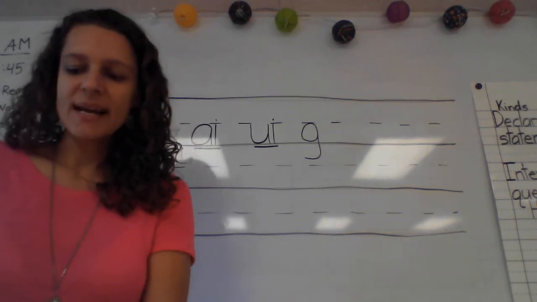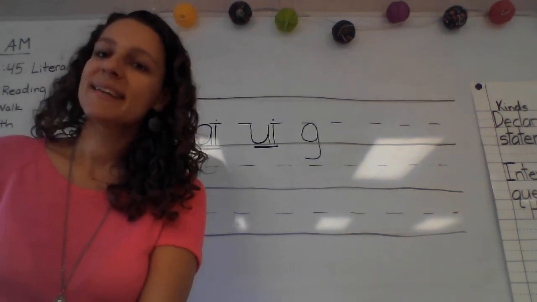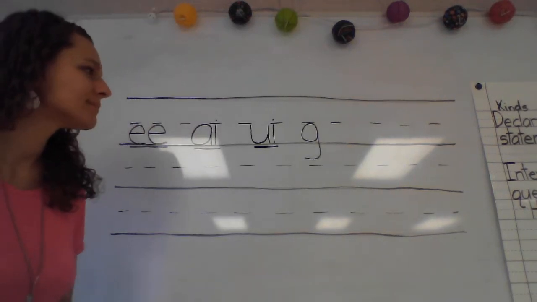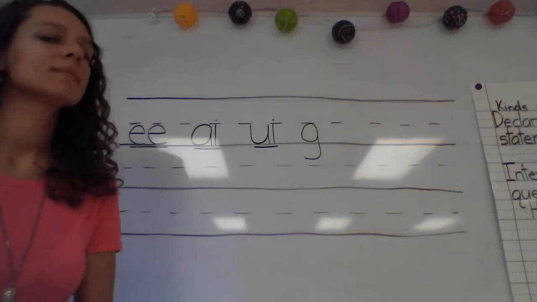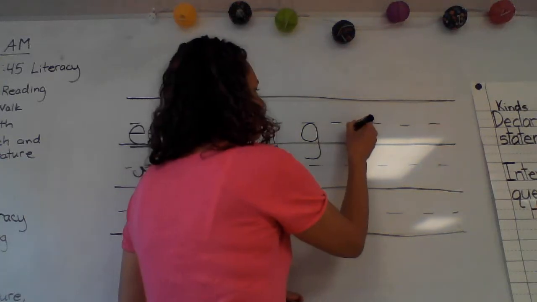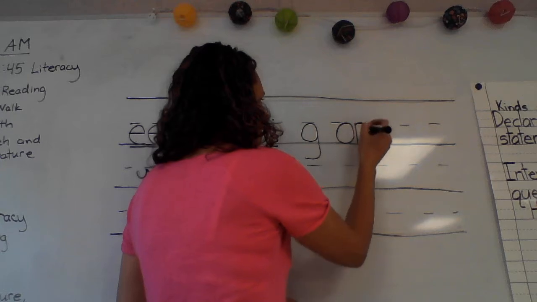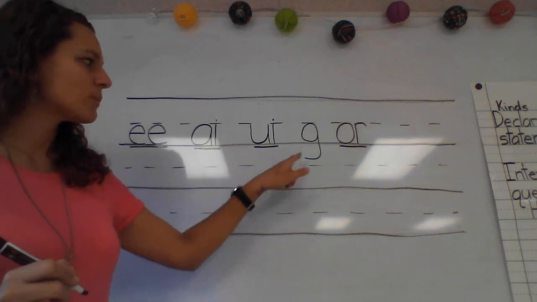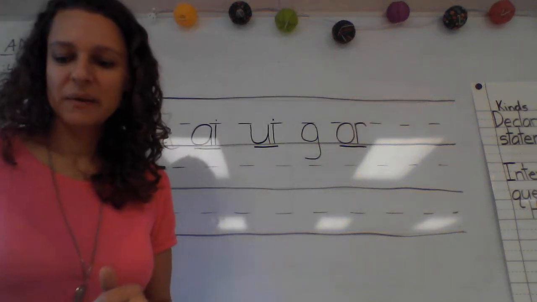All right, our next phonogram is or. What are you going to write? Good, or. All right, class, this is our or. And make sure you're underlining anything that's more than one letter. Anytime we have 2 or more letters, we underline it.